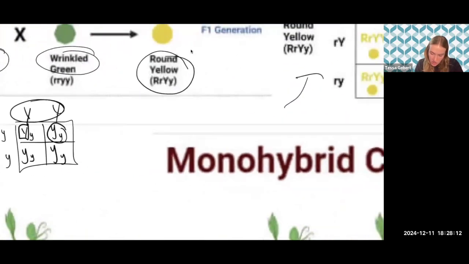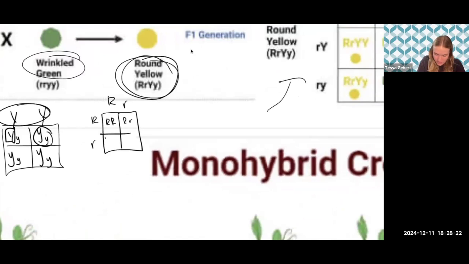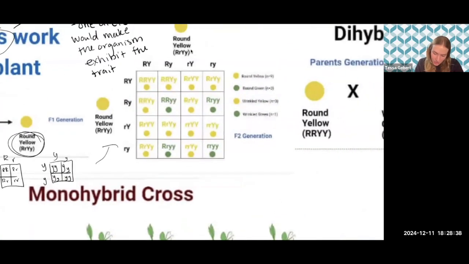Now, if I were to cross 2 round and yellows, but they're heterozygous, my cross is this. And the same is true for the yellow. I'm going to get a homozygous dominant, a heterozygous dominant, and a homozygous recessive for both traits. Now, that's exactly what we see here.